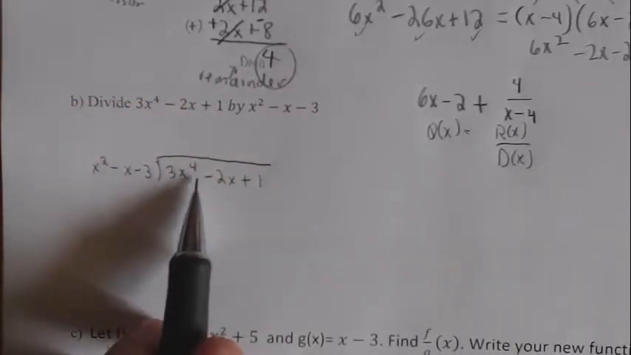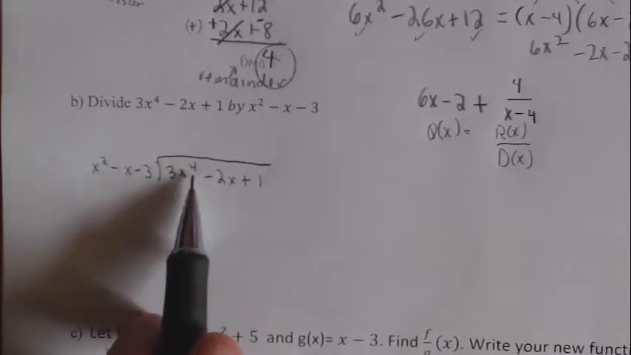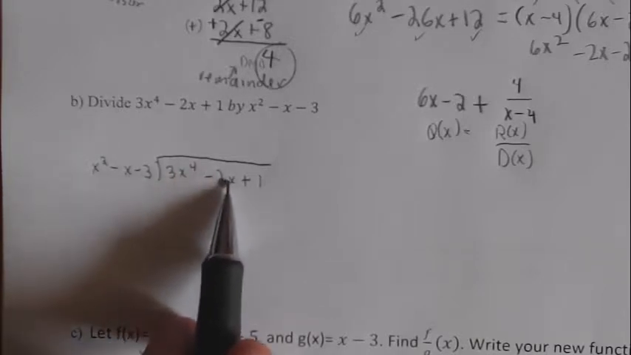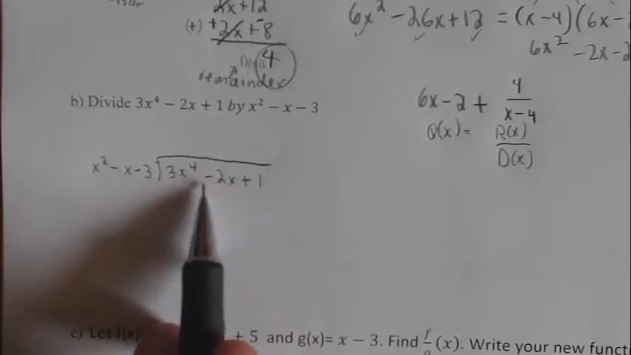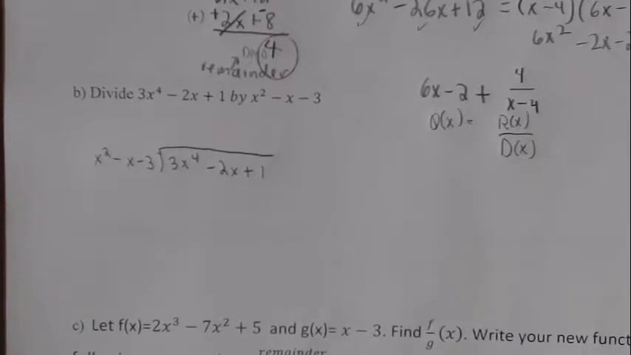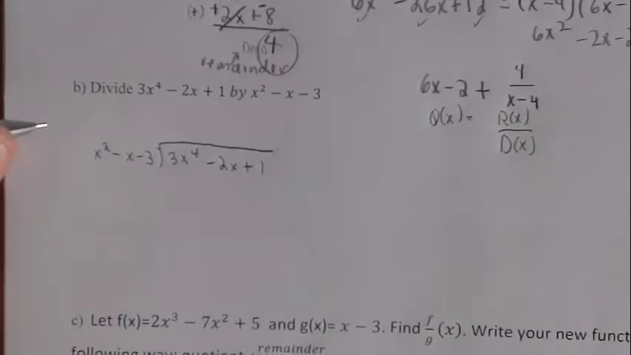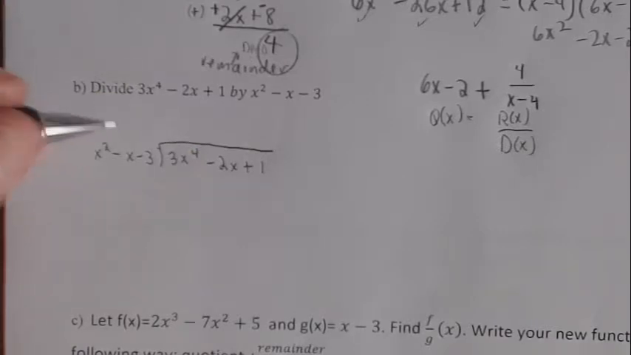And notice that you're missing some terms here. There's an x cubed term that's missing because you're going from x to the fourth down to x. There's an x squared term missing. Sometimes teachers ask you to write that in there, but I don't like to do it. I think it's extra work. You just have to be careful and notice that they're missing. I'll show you what's going to happen as a result.